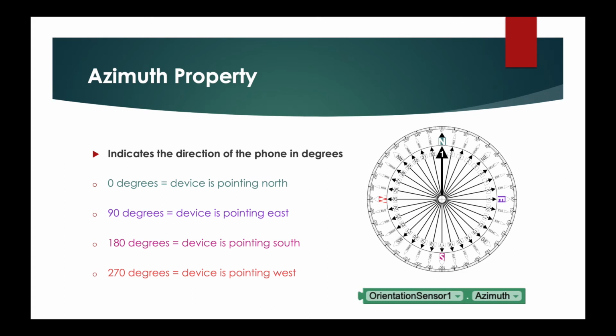The azimuth property indicates the direction of the phone in degrees. 0 degrees indicates it is pointing north, it will be 90 degrees if it's pointing east, 180 degrees if it's pointing south, and 270 degrees if it's pointing west.